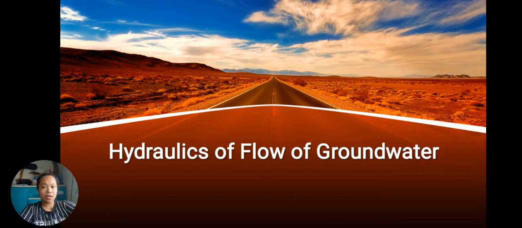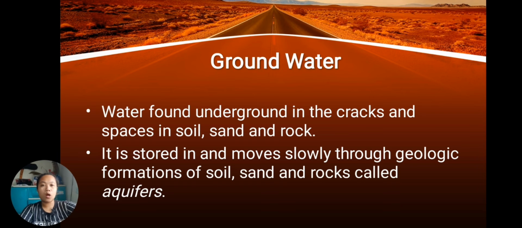Today I'm going to discuss topic 8 under the surface and subsurface runoff phenomenon, specifically the hydraulics of flow of groundwater. Before anything else, let's first define groundwater. Groundwater is the water found underground in the cracks and spaces in soil, sand, and rocks. It is stored in and moves slowly through geologic formations of soil, sand, and rocks, called the aquifer. Groundwater is widely distributed under the ground and is a replenishable resource, unlike other resources on Earth.